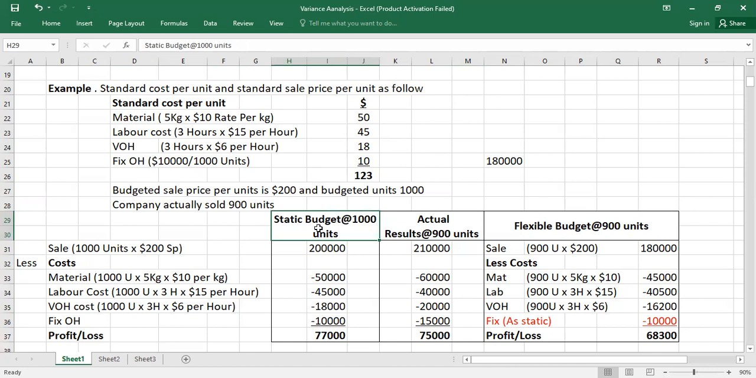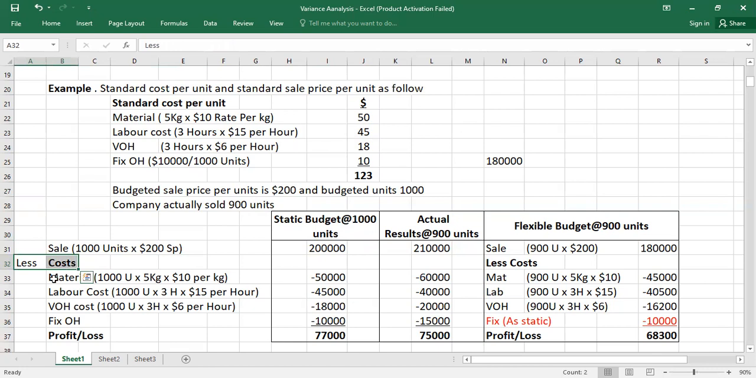If you remember, I told you that in a static budget you use everything budgeted: you take the budgeted output and multiply it by the budgeted cost, which is also called the standard cost. So let's start. We have budgeted sales of 1,000 units, so static budget at 1,000 units. First we need to write the sales value. We take 1,000 units and multiply by the budgeted sales price of $200 per unit. So 1,000 times 200 gives $200,000. Now we need to subtract all the costs.